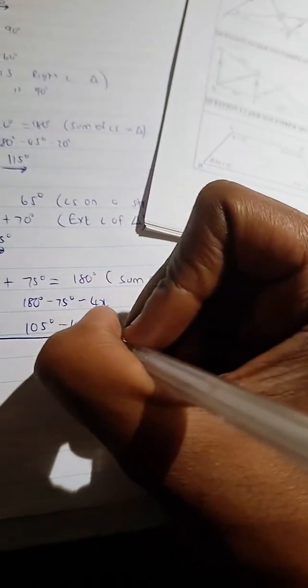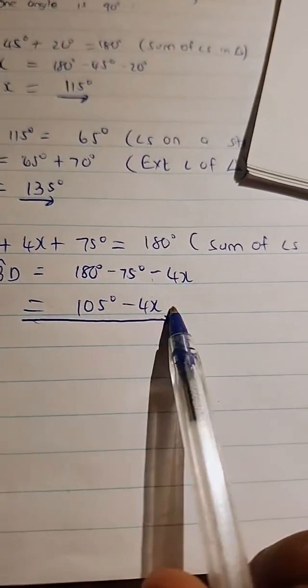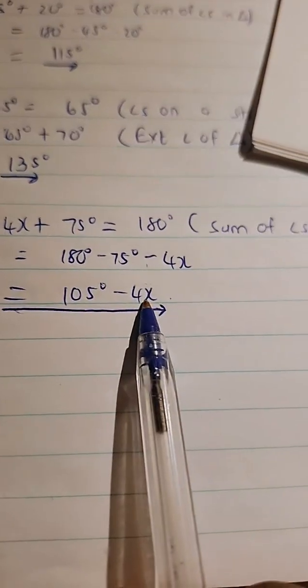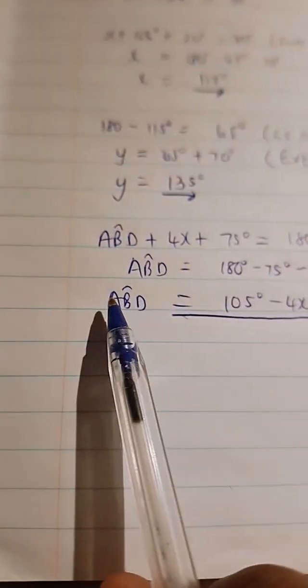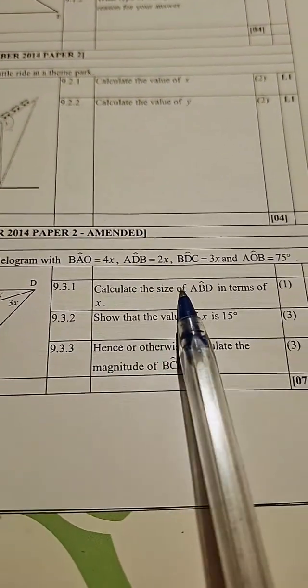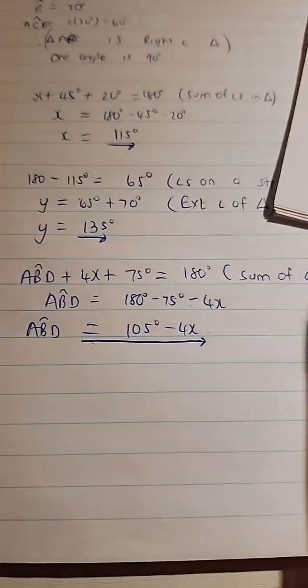This is angle ABD, and we are seeing the answer having two terms in the expression. The second term has a variable of x. So indeed, angle ABD is in terms of x. They asked for that in our calculation: calculate the size of angle ABD in terms of x for 1 mark. There it is. We even provided the reasons that are appropriate.